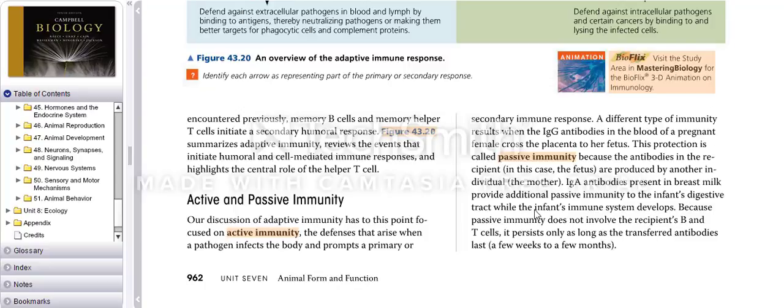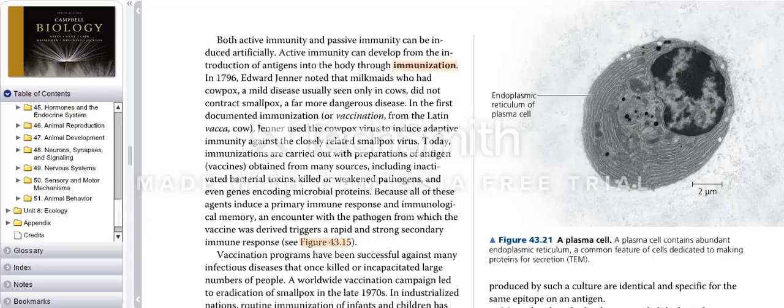And because the passive immunity does not involve B cells and T cells, there's no long-term effects. It only lasts as long as the transferred antibodies last. So as long as a fetus is in utero, for the example of IgG, or for as long as breastfeeding is done for IgA. So on to the next page.